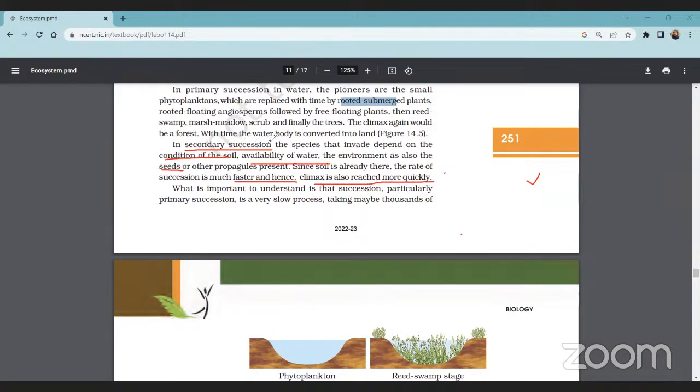Means in secondary succession, some species invade, and they depend on the conditions of the soil, the availability of water, and the environment. These three conditions determine which species invade, and seeds or other propagules are also present. In that, the rate of succession is much faster than the primary succession.